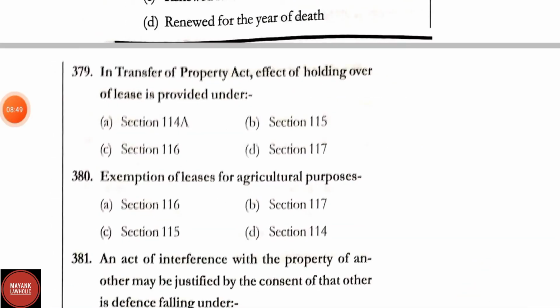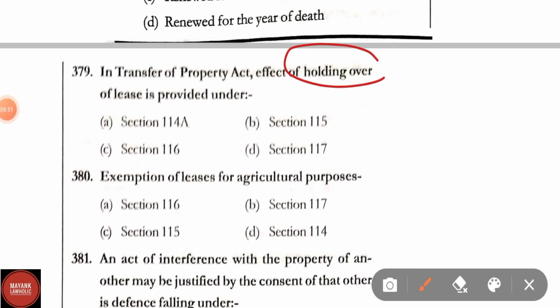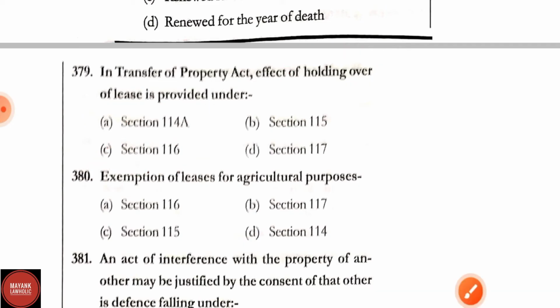Question number 379. In the Transfer of Property Act, the effect of holding over of a lease is provided under Section 114A, Section 115, Section 116, Section 117. Correct answer is option C, that is Section 116.